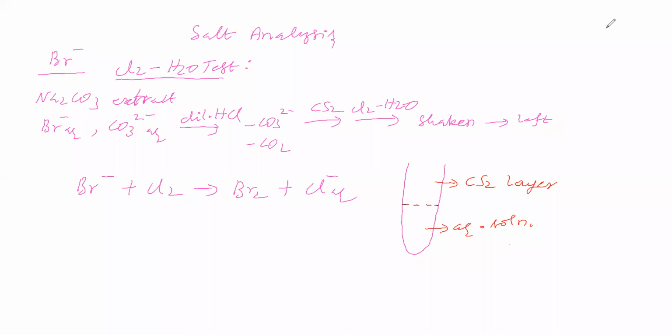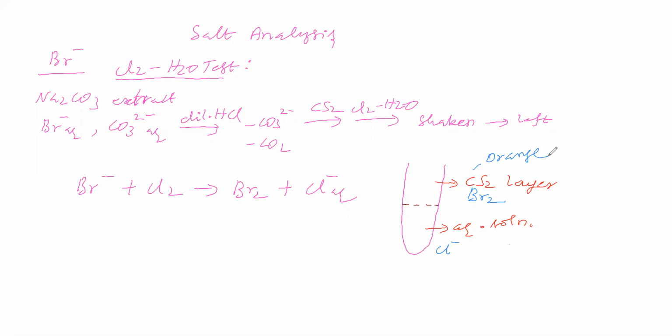Now in this aqueous solution, Cl minus is present. This Br2 goes to the CS2 layer. Br2 mixes with the CS2. CS2 is colorless. Since Br2 is mixed, now the CS2 layer appears orange in coloration. This is the test for bromine, the test for Br minus. This test is called the chlorine water test.